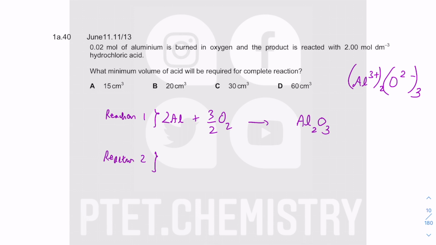We react this product. This product is actually Al2O3. React it with HCl. Later on, in fact, back in O-level or IGCSE extended chemistry, you will have learned something called amphoteric oxide. Al2O3 is amphoteric oxide because it reacts with both acid and also base, something you will revisit in period 3 chemistry eventually.